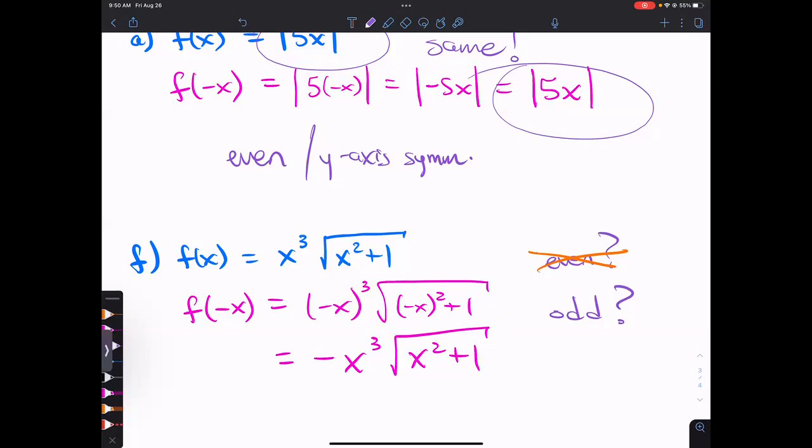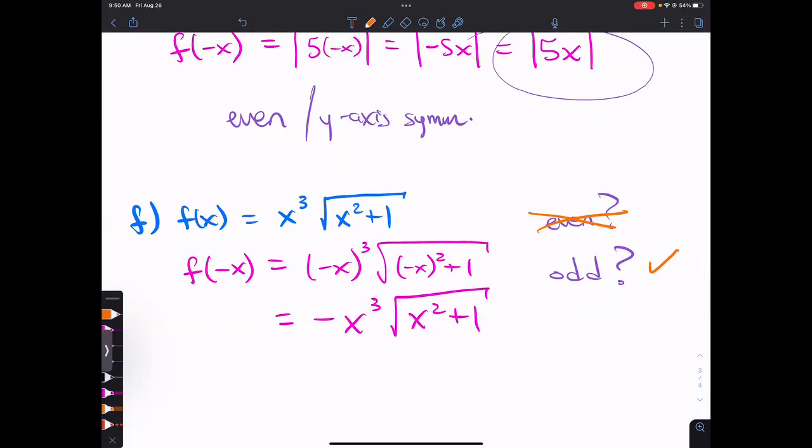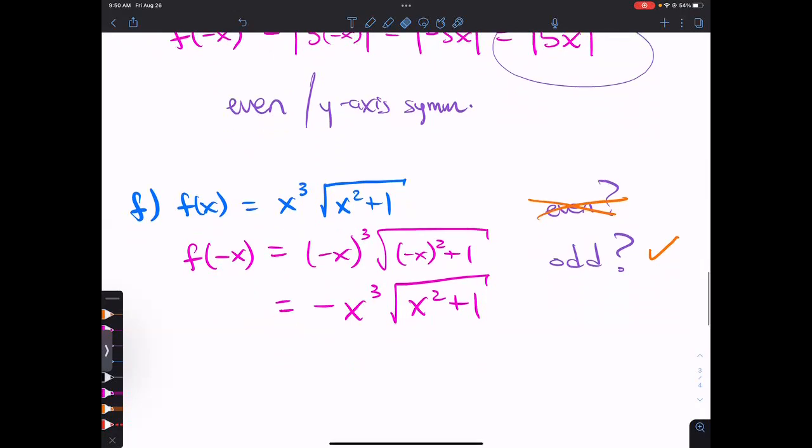But this is opposite to this in sign. So this is an odd function. It's as if I took this thing and just stuck a negative sign out in front of it. That's what it means to be odd. So this is an odd function, which means it has origin symmetry. Okay.